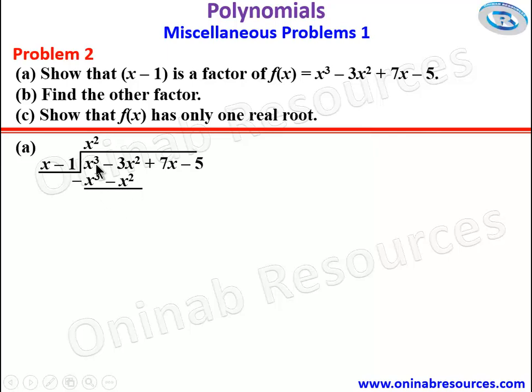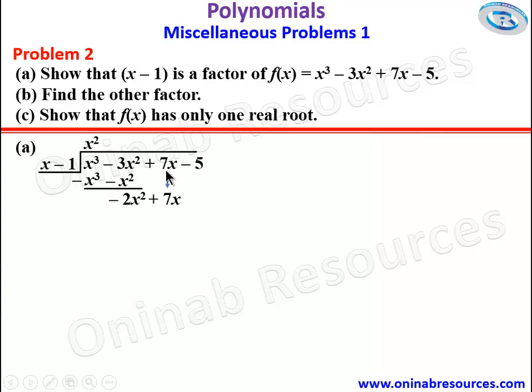We then subtract x cubed minus x cubed. That one is gone. Minus 3x squared minus negative x squared. So negative here gives positive. So we have minus 3x squared plus x squared, which gives minus 2x squared. We then bring down the 7x.